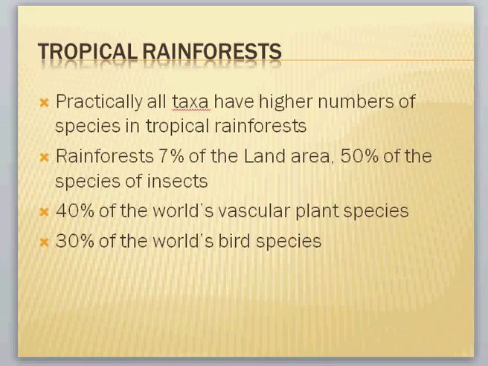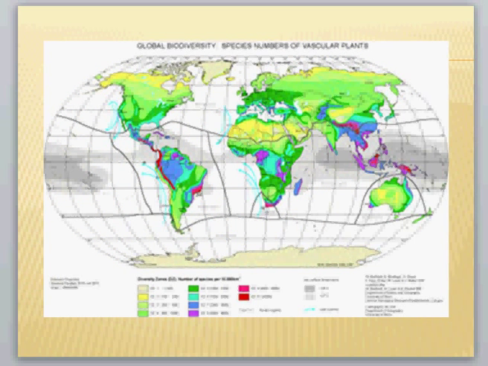So here we have the species numbers of vascular plants. The red would tend to be the highest, and the green and yellow will be the lowest. The highest levels of biodiversity, as you can see, tend to be consistently found in the tropical regions of the world for species number of vascular plants, okay, within the tropics. There are a few areas where there are high rates of diversity outside the tropics.